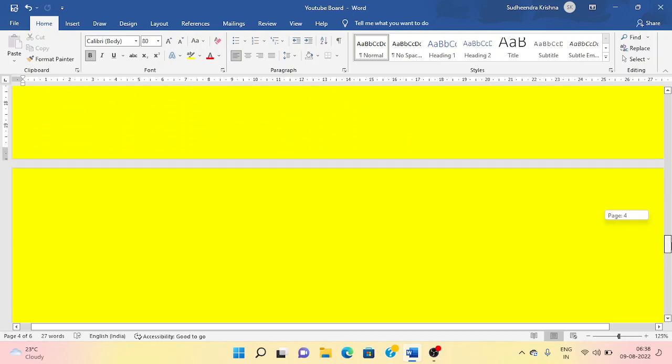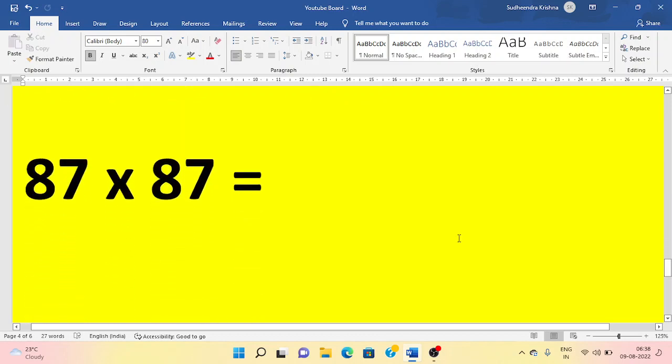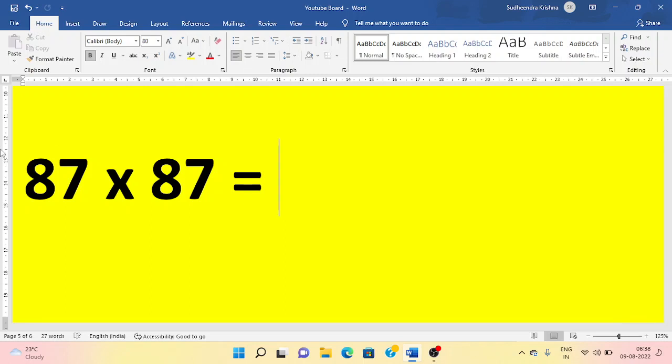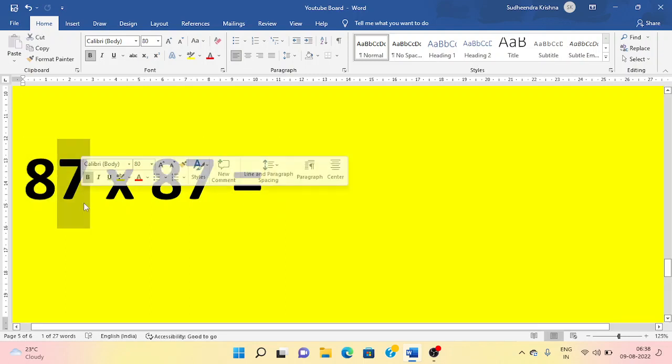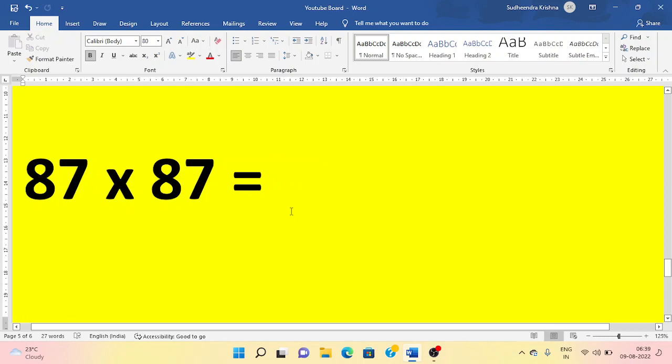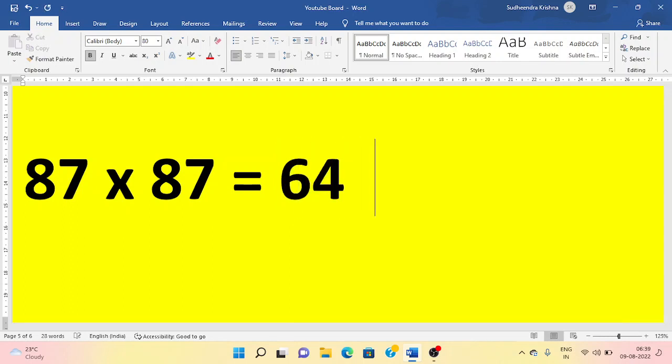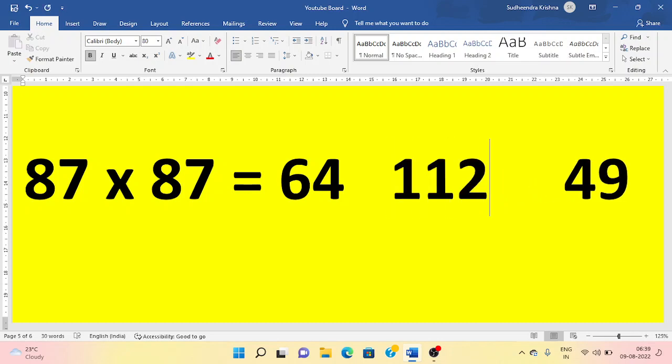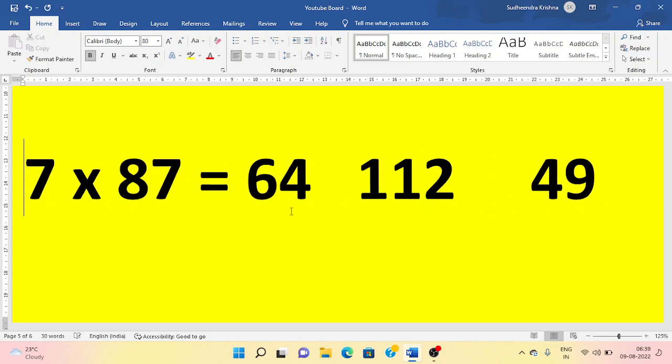Now let us take another number, 87 square. Here you have two digits, 8 and 7. First find the squares of 8 and 7. 8 square is 64, put as it is, give space, and 7 square is 49, put 49 as it is. Now what you do is you multiply 8 and 7. 7 8s are 56. 56 into 2 is 112. Put 112.